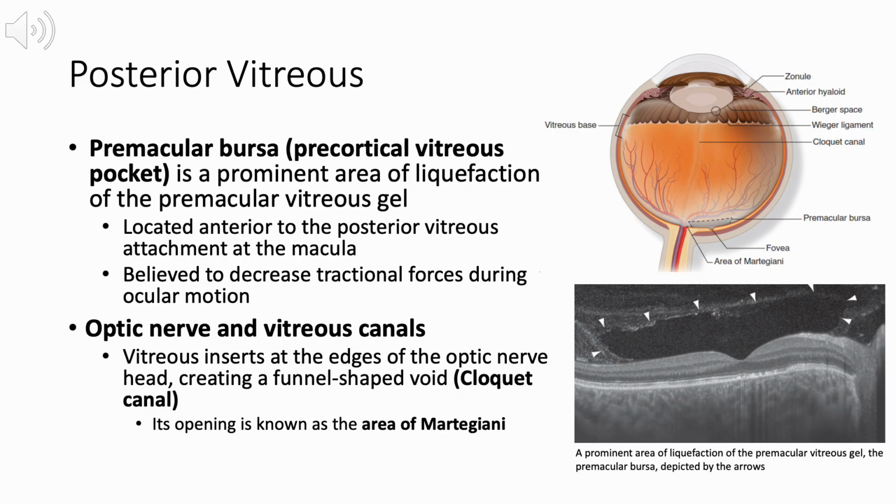In this image, arrows highlight a hyporeflective space anterior to the macula, representing a prominent area of liquefaction of the premacular vitreous gel. This corresponds to the premacular bursa and visually demonstrates the precortical vitreous pocket described in the text.